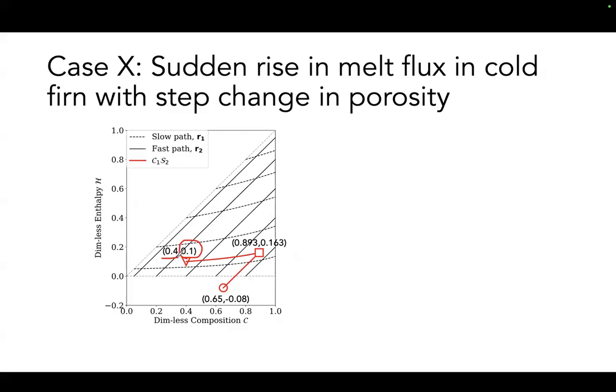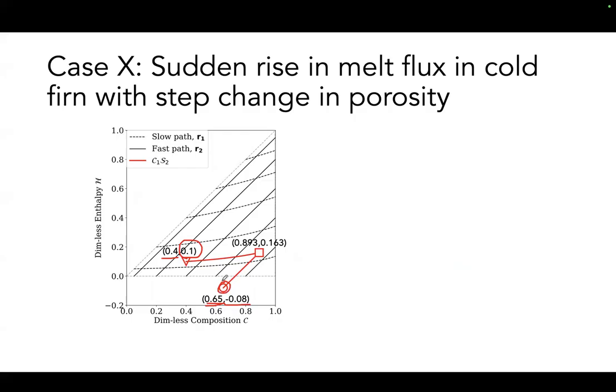70% porous, 10% liquid water content. And then the right state is cold Firn, which is 1 minus 0.65, and that is 35% porosity. And the temperature is minus 19.5. If you plug in those numbers, it comes out to be 0.65 and minus 0.8. So this is your right state.